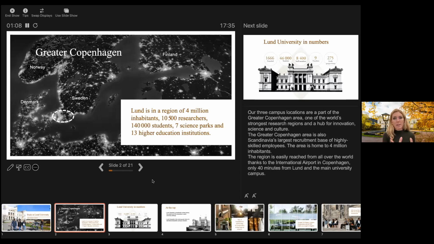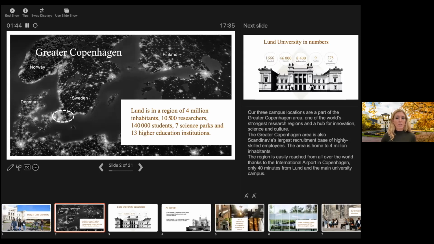And we are connected with a bridge, so it's very close. And we're also connected in many other ways because we have this dynamic region together. In this region, there are about 4 million inhabitants, about 10,500 researchers, 140,000 students. There are several science parks and incubators. This area is very much focused on innovation, on dynamic growth, and education. So you will understand that a bit more through the presentation here.